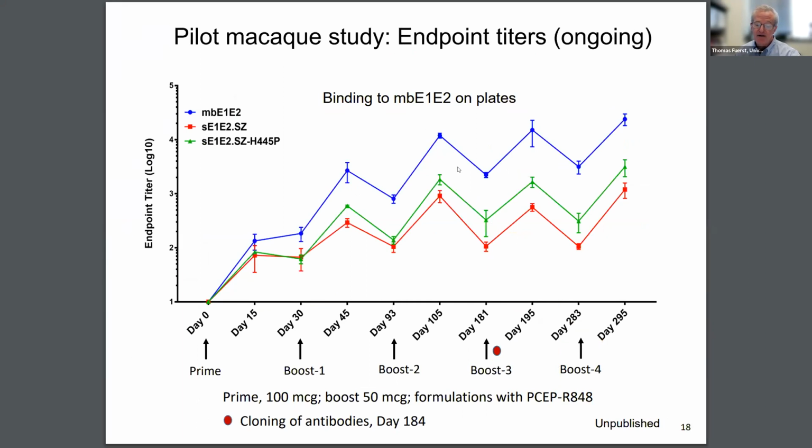Perhaps this is due to the aggregate nature of the membrane-bound antigen. Also, secreted E1E2 with a 445P mutation, the green line, gave consistently higher titers than the secreted form alone, the red line. And we have seen this before in previous mouse and guinea pig studies. Interestingly, the peak titers in all groups seem to level off after the second boost, as shown here.